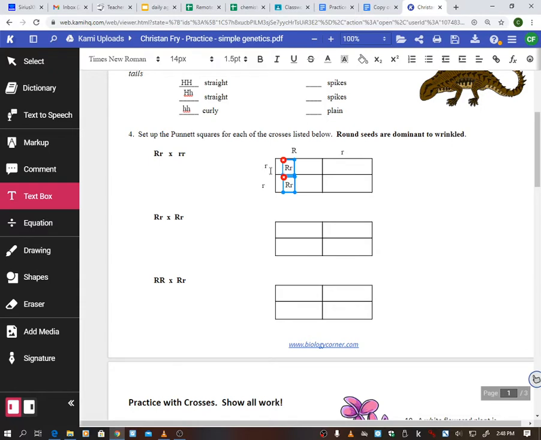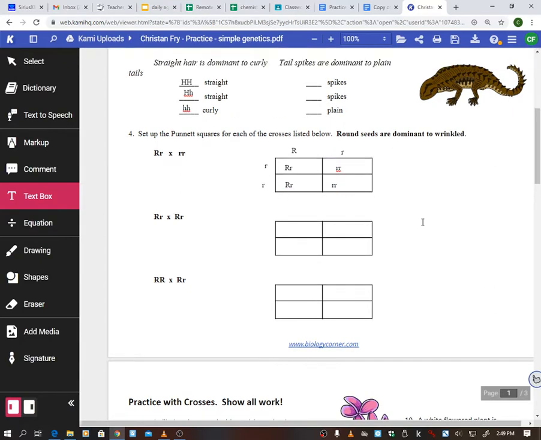All right, then in this box, I'm going to bring this lowercase r down, and I'm going to bring this lowercase r across. I'm going to do the same thing for this box. Lowercase down, lowercase across. And that's all you have to do. You don't have to figure out percentages or anything like that. You are literally just filling in these boxes. All right.